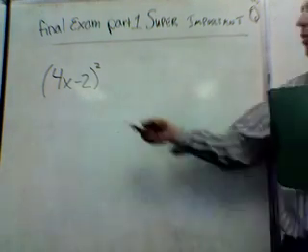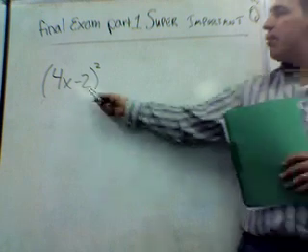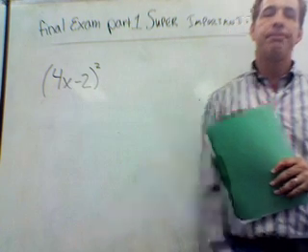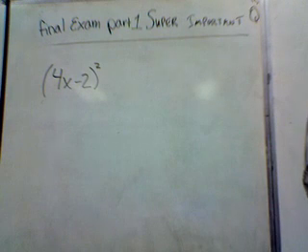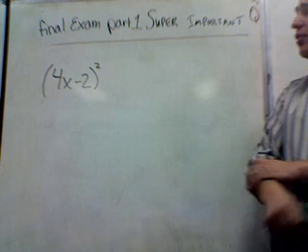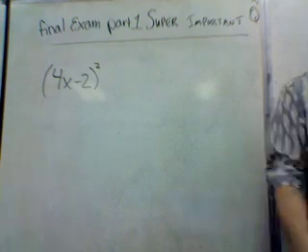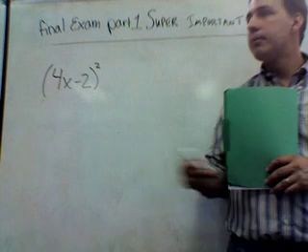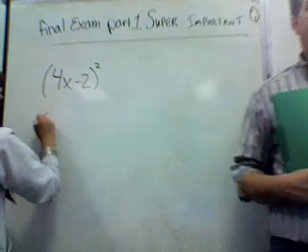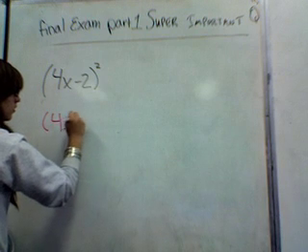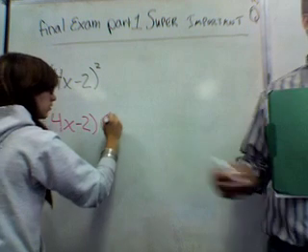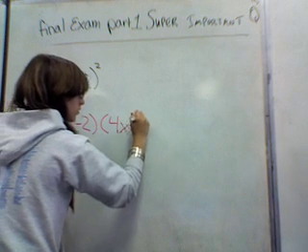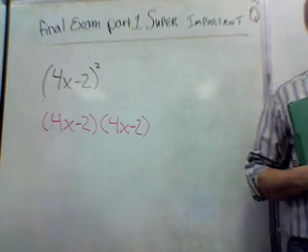All right, most people are pretty good with FOIL, but a lot of people mess up on a simple question like that. 4x minus 2 squared. What does this really mean, and how will you solve it? Yes, Jane? 4x minus 2 times 4x minus 2. Exactly. If you recognize that that's what it means, if you write it down like that, then you'll be fine.